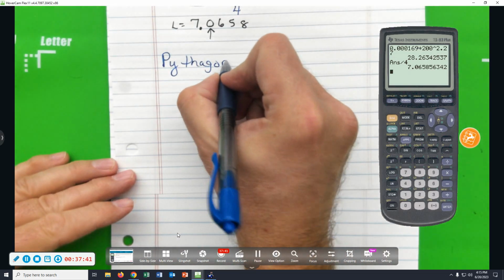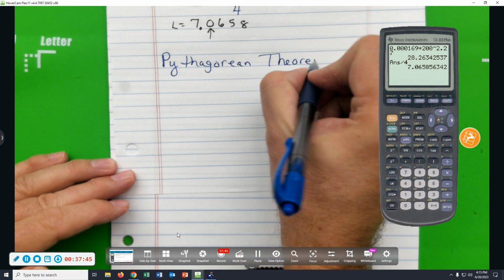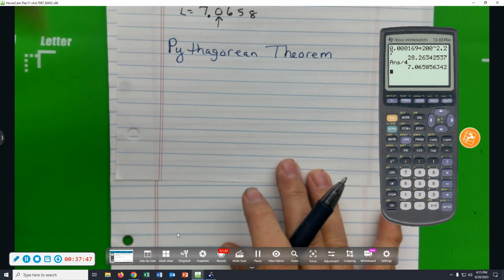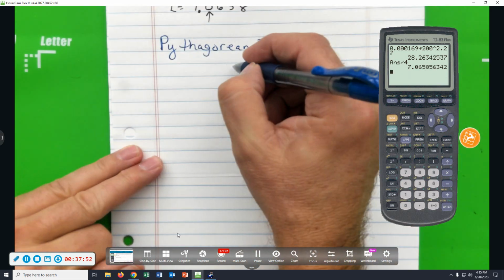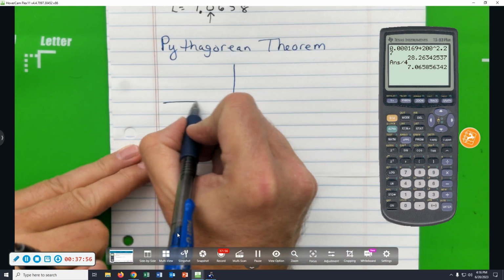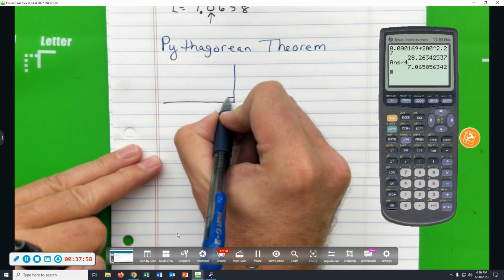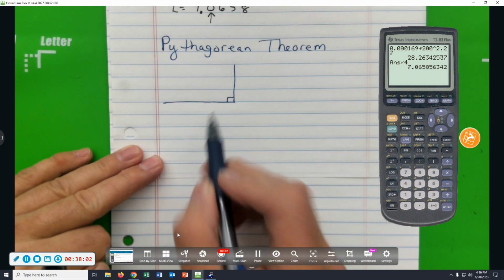Pythagorean Theorem. The Pythagorean Theorem deals with a right triangle. That's a triangle that has one angle that meets in 90 degrees. It's a right triangle. This little mark here means it's a 90-degree angle.